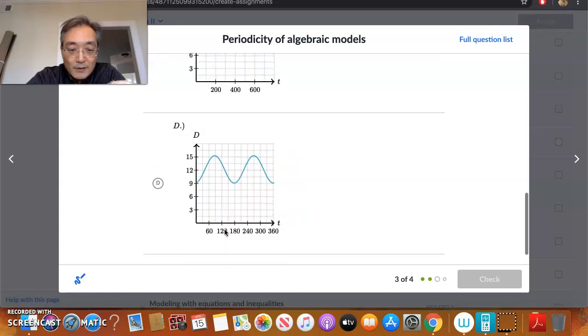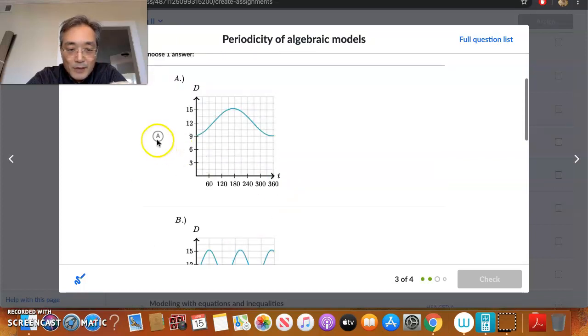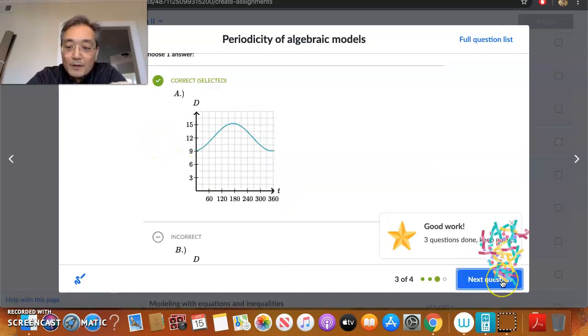And let's take a look at this one. Well, no, this doesn't make sense because it's saying that the number of daylight hours increases. This goes by fourths, right? 360. So the number of daylight hours increases for the first 3 months, and then decreases the next 3 months, and then increases again. No, that doesn't make sense either. So it looks like A is our winner here. Okay.